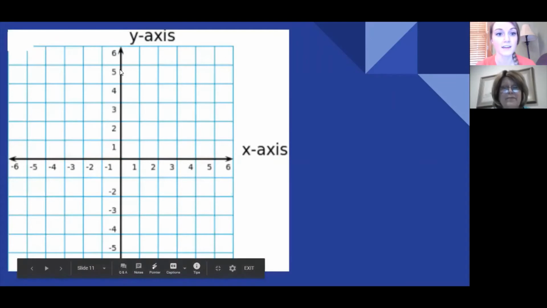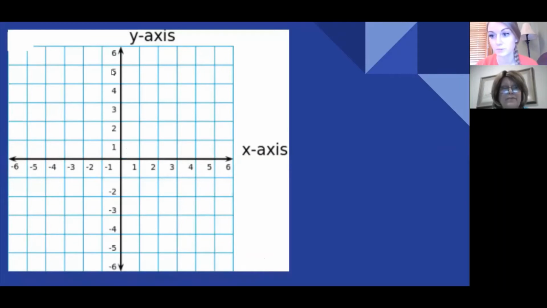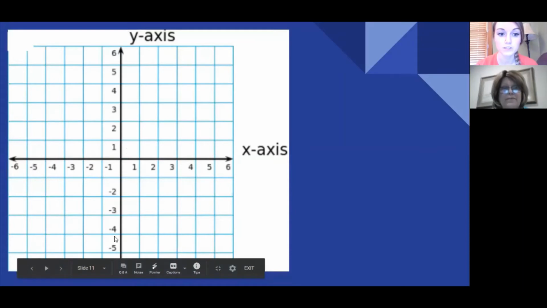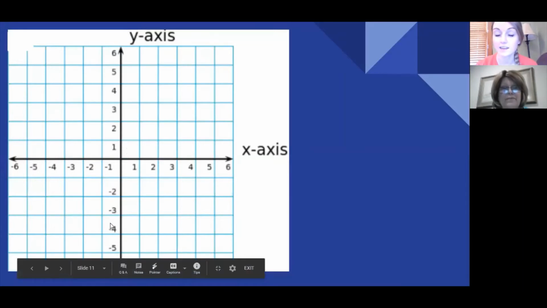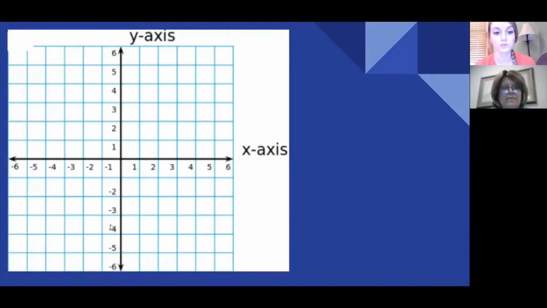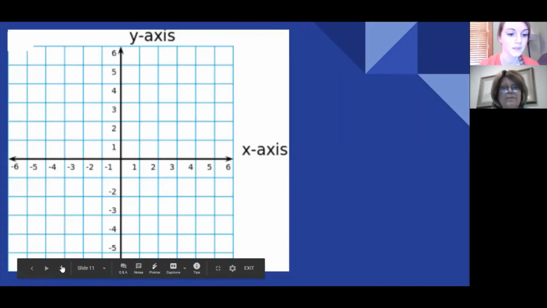You still have your positive numbers right here, but now that Mrs. K and I have taught you integers, which includes the positive and the negative, now we have negative numbers on the x and on the y. It goes in both directions. We're going to have negative numbers. That's the only thing we're changing, all right?